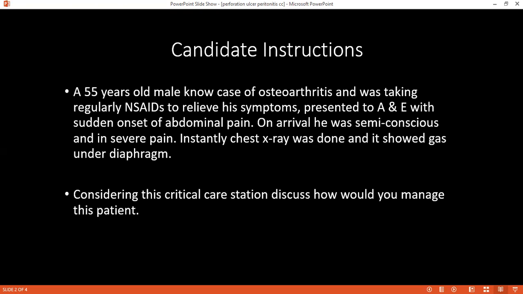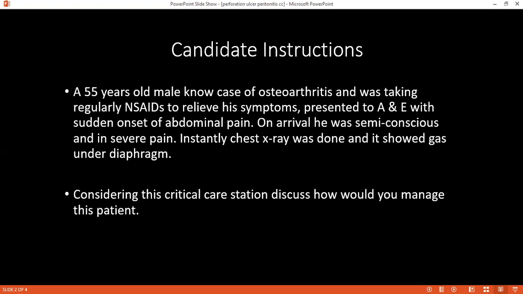Then I will do a controlled exposure to examine him. I will also pass an NG tube to decompress his abdomen, and pass a urethral catheter to monitor his urine. I will give him parenteral analgesics to control the pain, and commence him on antibiotics and a proton pump inhibitor. Then plan him for operative surgery.